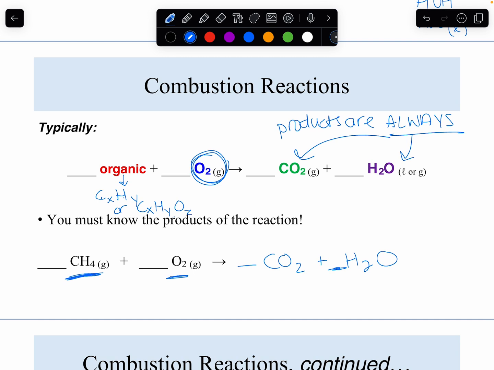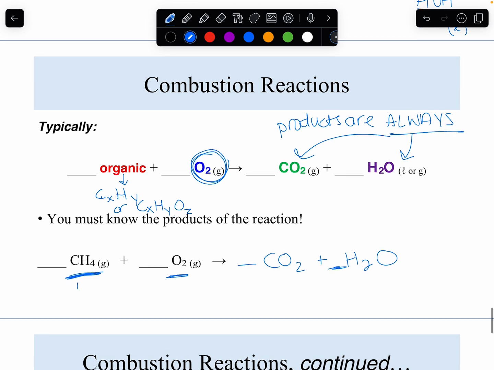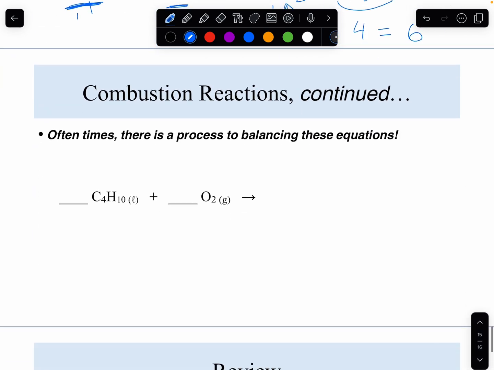Now, another thing you're going to have to do is balance them, which gets a little confusing. So 1 carbon on this side, 1 on this side, 4 on this side, 4 on this side. Then you have 2 oxygen. Now you have to add up the oxygens here. So there's 2 on this side and there are 4 on this side, which gets me a total of 6, which gives me then a total of 3 times 2 to get 6 as well. Okay.